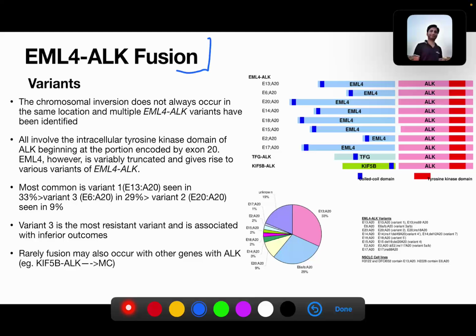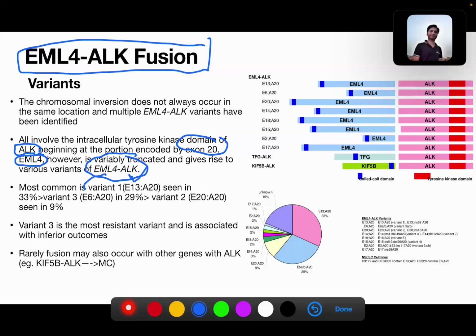There are various variants depending on the fusion point. The interesting thing is ALK always fuses at the exon 20 position, but EML4 can fuse at various other positions. So based on the position of EML4 with which exon 20 ALK fuses, you can have various variants of EML4-ALK fusion. Most common is E13;A20, or variant 1, seen in 33% of patients. Then the second most common is variant 3, E6;A20, seen in 29% of patients, and variant 2 is seen in 9% of patients.